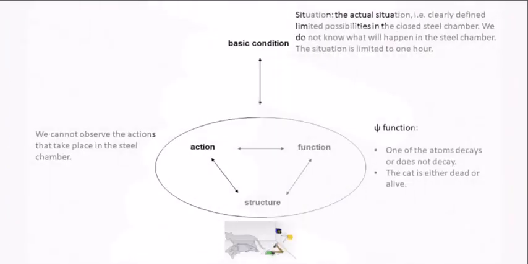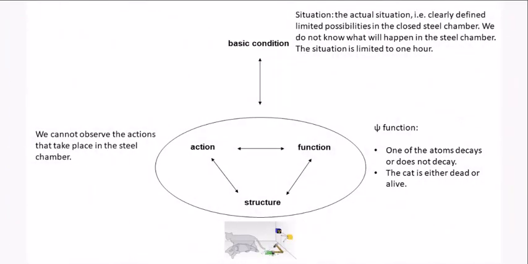I will now show you how the Schrödinger's cat thought experiment can be represented and explained using the Universal Schema. The framework conditions are current, i.e., clearly defined, limited possibilities in the closed steel chamber. We don't know what happens in the vault. The situation is limited to 1 hour.